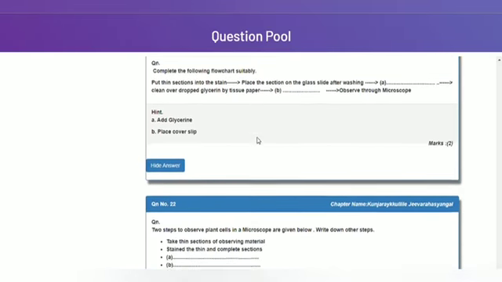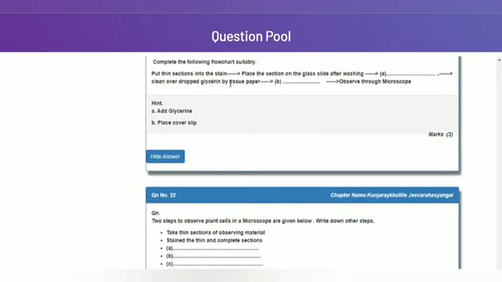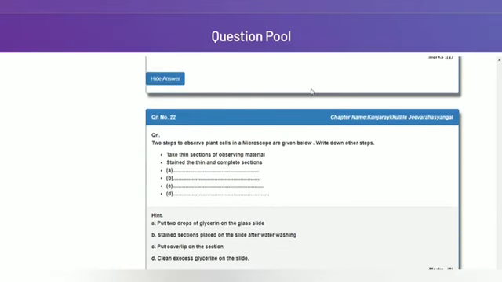Complete the following flowchart suitably. Put thin sections into the stain. Place the section on the glass slide after washing. Then first we have to fill A; the blanks are given. Clean over-dropped glycerin by tissue paper. B: dash, observe through microscope. So in A, after adding glycerin, clean the over-dropped glycerin by tissue paper. Then B: place cover slip, observe through microscope. So the cover slip is placed and it is observed through the microscope.